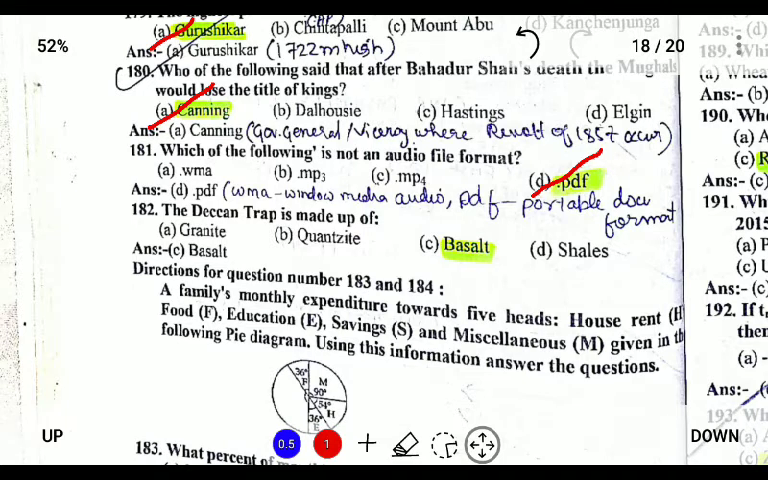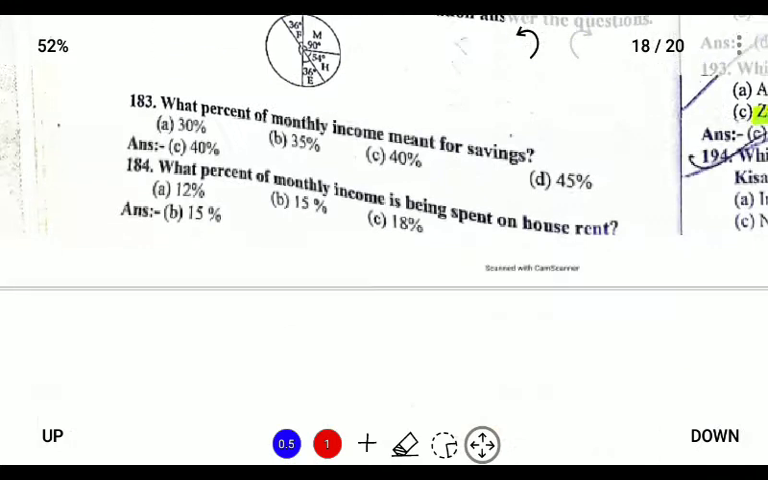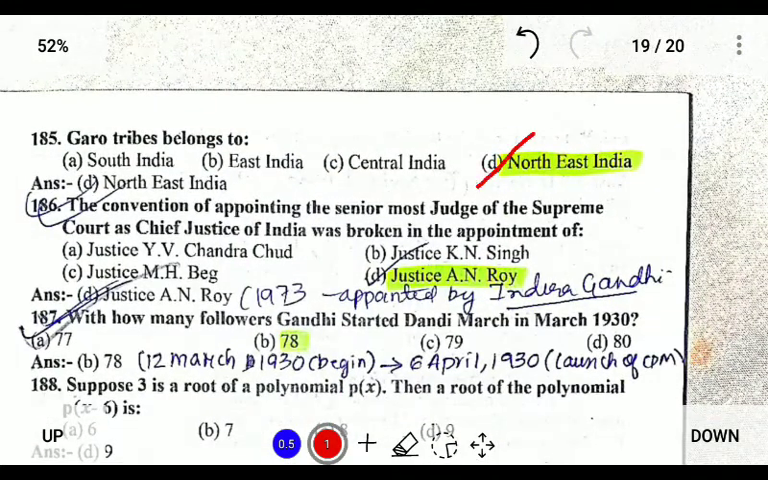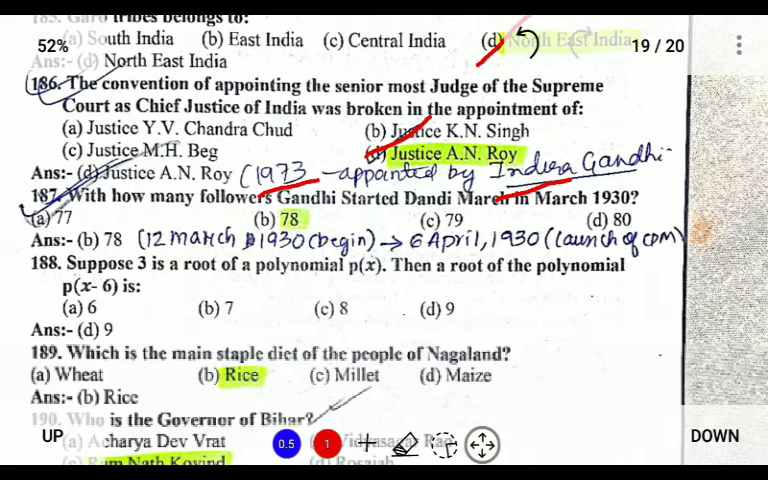Next, the Deccan Trap is made of basalt. So Deccan Trap is responsible for the formation of the cotton soil or black soil. Next, Garo tribe belongs to the northeastern state. The convention of appointing the senior most judge of the Supreme Court as the Chief Justice of India was broken with the appointment of A.N. Ray in 1973 when Indira Gandhi superseded some senior judges to appoint A.N. Ray.